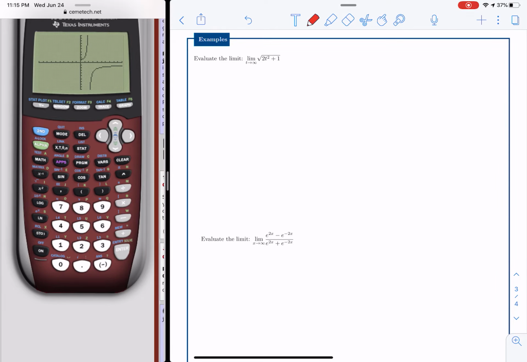So we want to evaluate the limit as t approaches infinity of the square root of t squared plus 1. Anytime we are looking at t approaches infinity or x approaches infinity, we are looking at the limit at infinity. So pretty much we are looking for the horizontal asymptote. Now, how do we go about this problem?